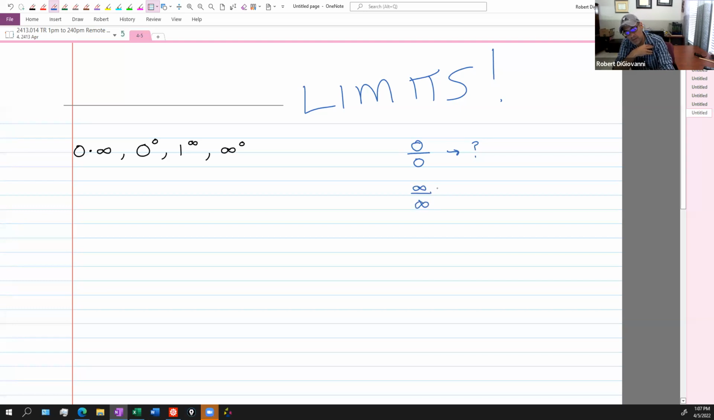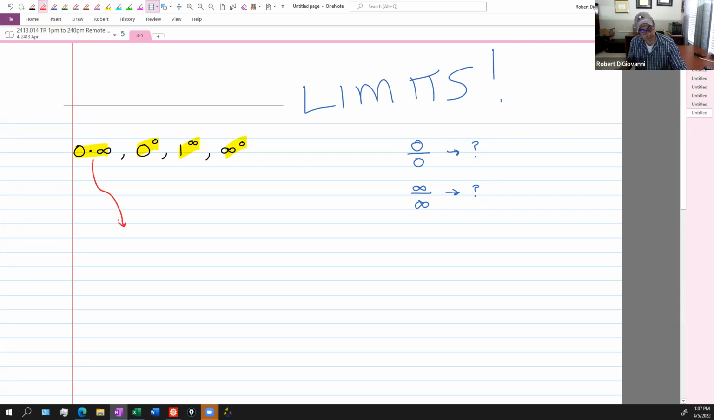Infinity over infinity, same thing, indeterminate form. Top gets big, bottom gets big. What's that ratio headed to? We don't know. I want to discuss why each of these forms over here in yellow, why are these indeterminate forms? So let's look at the first one.